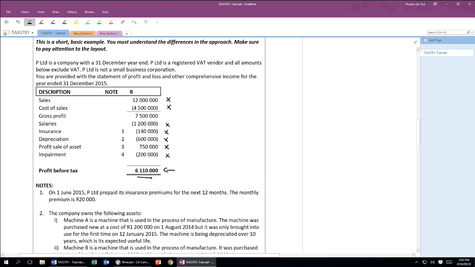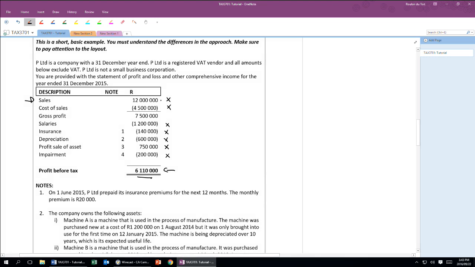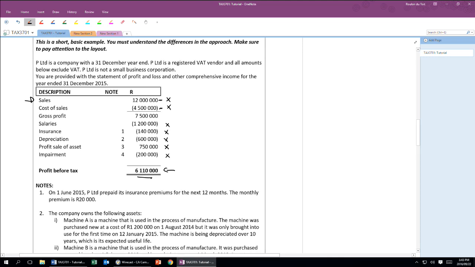So for example, let's look at sales. In part A, what did we say we are going to do with sales? We said we are going to add it. What did the accountant do? The accountant added it. What did we say about cost of sales? We're going to deduct it. What did the accountant do? The accountant also deducted it. So as you can see, certain things we've done the same and certain things we have not.